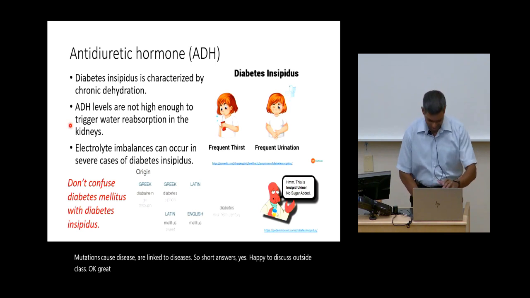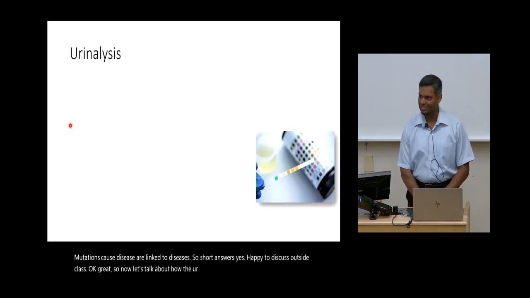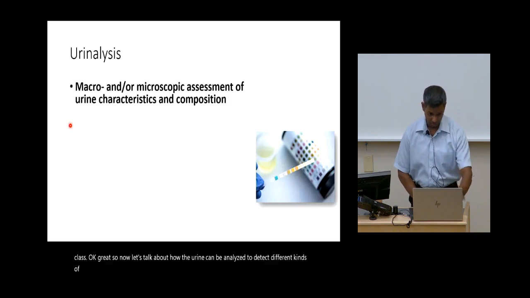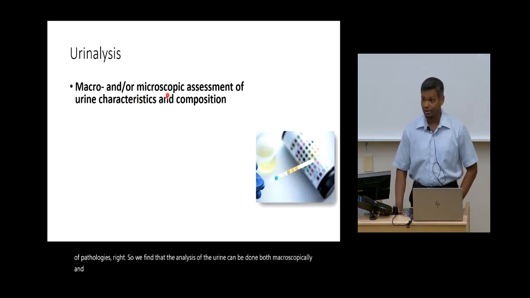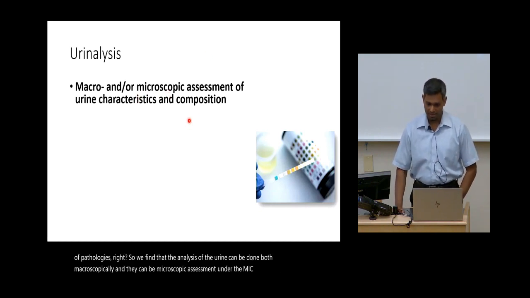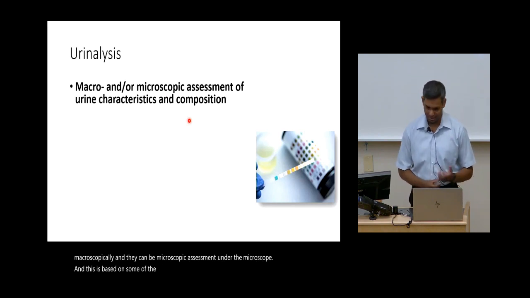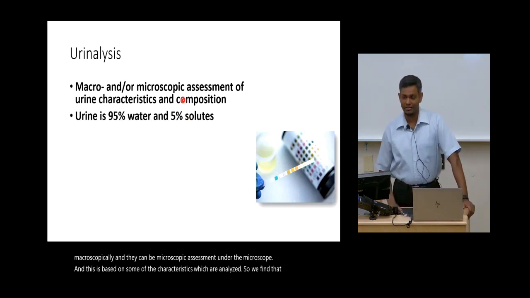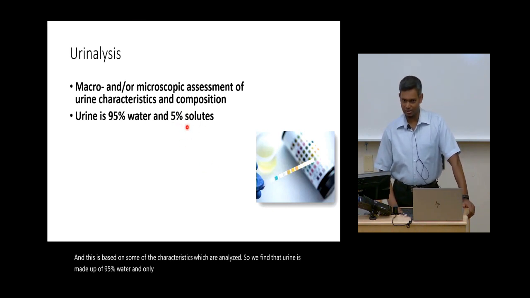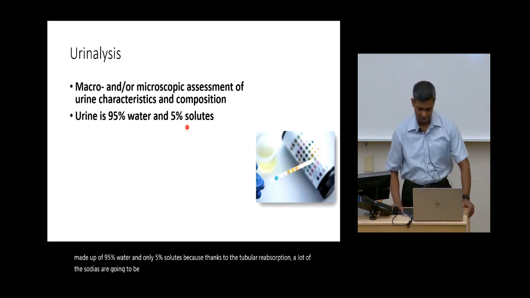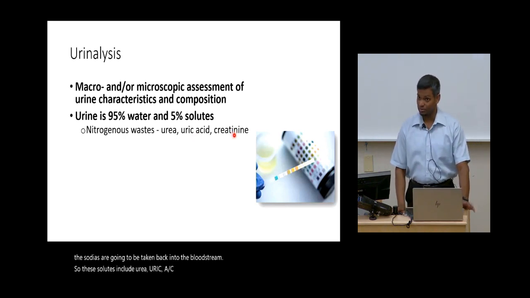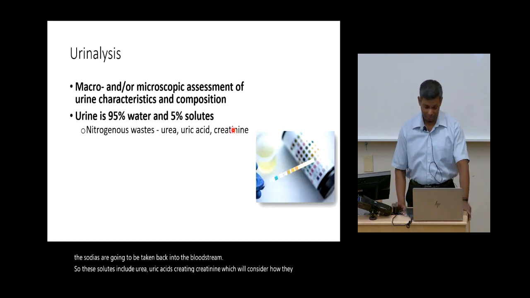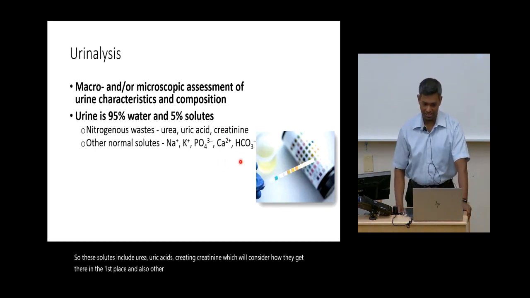Okay, great. So now let's talk about how the urine can be analyzed to detect different kinds of pathologies, right? So we find that the analysis of the urine can be done both macroscopically, and there can be microscopic assessment under the microscope, and this is based on some of the characteristics which are analyzed. So we find that urine is made up of 95% water and only 5% solutes, because thanks to the tubular reabsorption, a lot of the solutes are going to be taken back into the bloodstream. So these solutes include urea, uric acids, creatinine, which we'll consider how they get there in the first place. There are also other normal solutes as seen here.